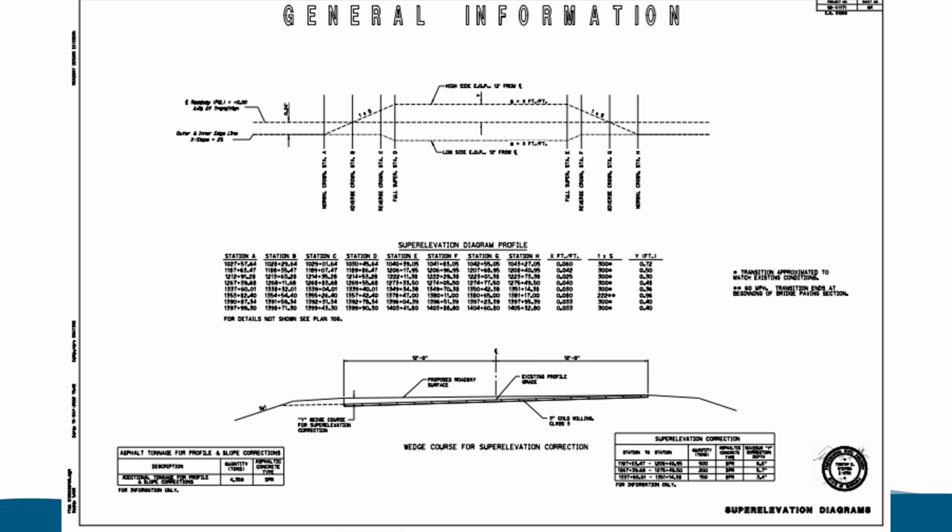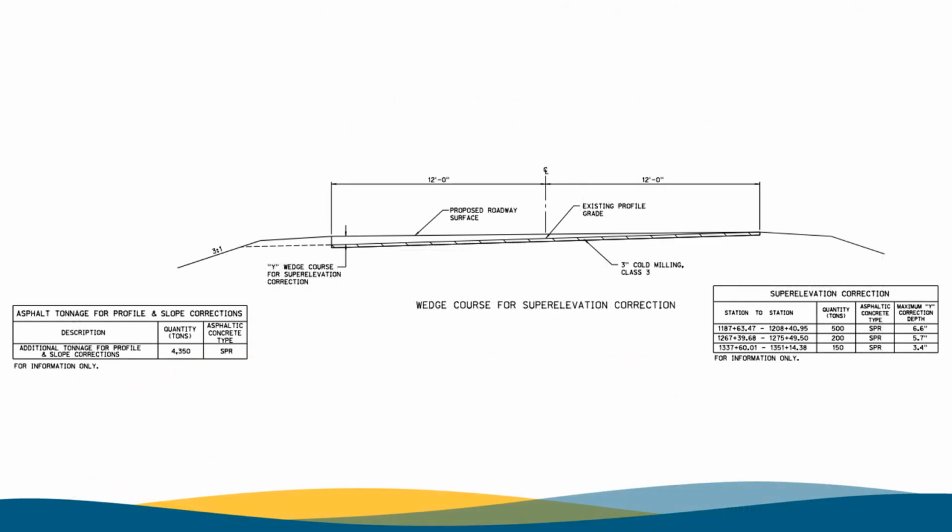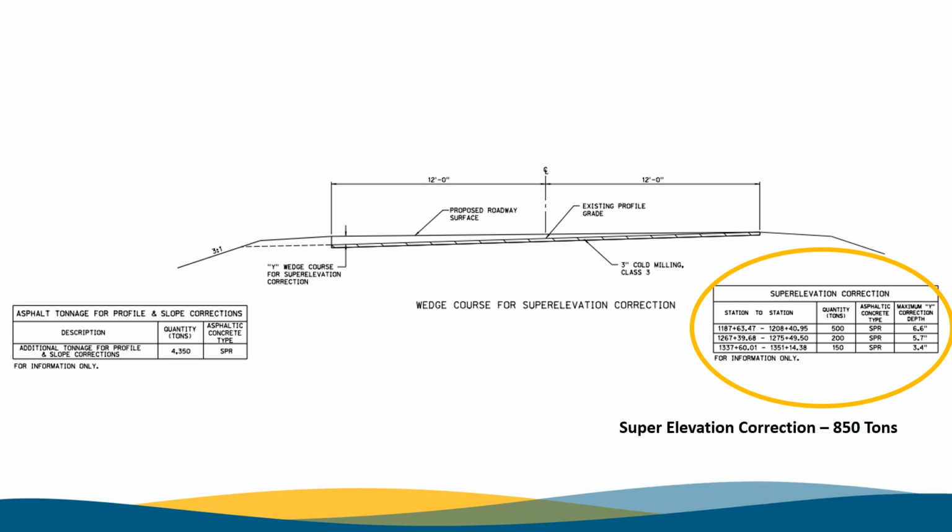On this sheet, it shows the super elevation correction for curves on the project and the super elevation rates. Let's expand the sheet to see it a little better. Here it is blown up a bit. You can see on the table at the right, it shows the super elevation tonnage and correction of 850 tons.